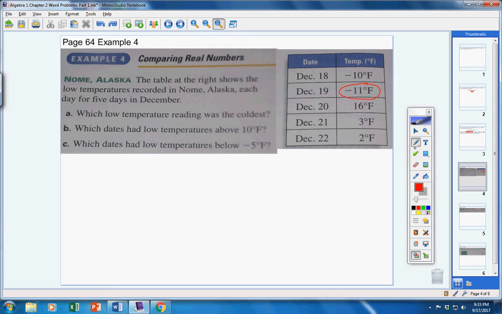Which dates had low temperatures above 10 degrees Fahrenheit? So, which temperatures on this chart here were above 10 degrees Fahrenheit? Well, think of a thermometer, guys. Here's negative 11. Here's negative 10. Here's 0. Here's 2 degrees. Here's 3 degrees, here's 10, and here's 11 degrees. So the only temperature above 10 degrees was 11 degrees. Would be 16 degrees.